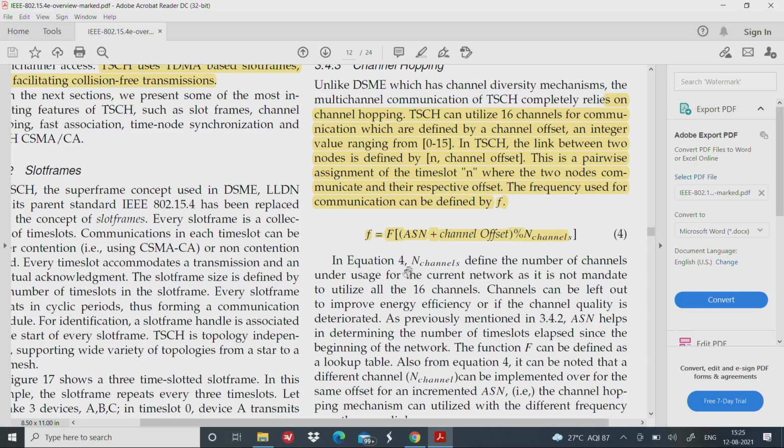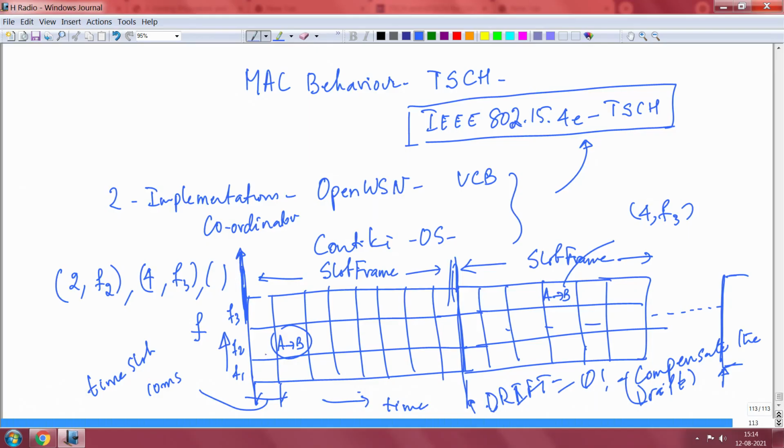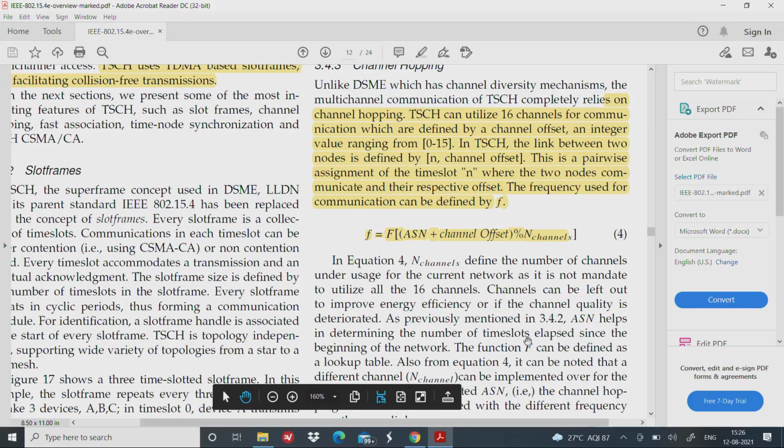You can see in equation 4, n channels is defined as the number of channels, and typically it is 16, and some channels can be left out for energy efficiency and all that. So, ASN essentially helps in determining the number of time slots that have elapsed since the beginning of the network. That is pretty straightforward, because the ASN actually contains the start of when the first time slot frame started, and you know the current time as I mentioned. A difference of the two will tell you exactly that: the number of time slots that have elapsed since the beginning of the network.